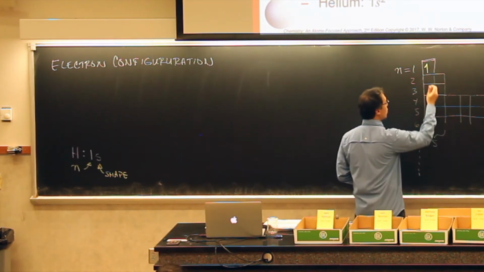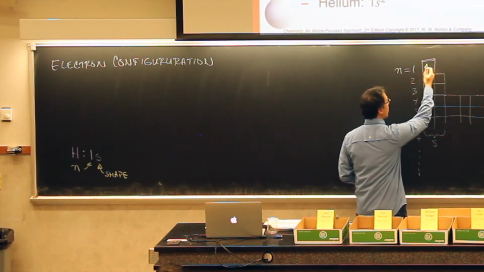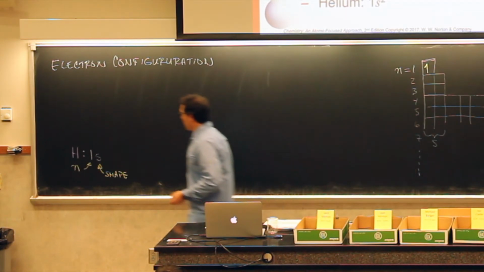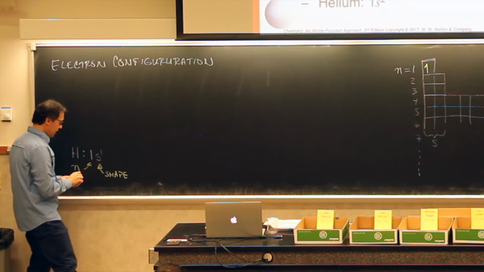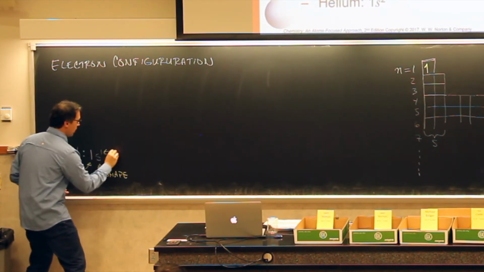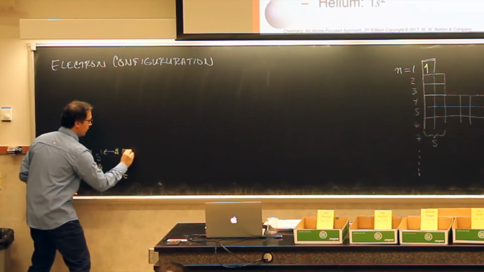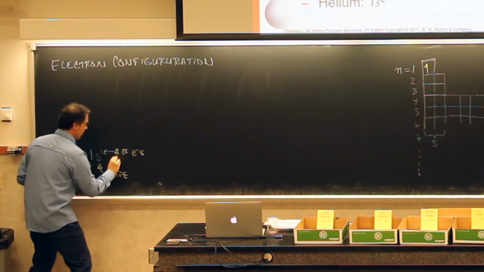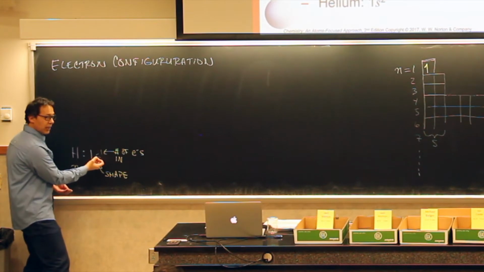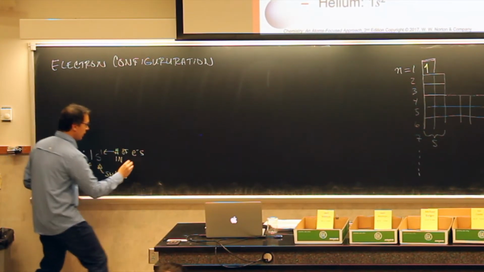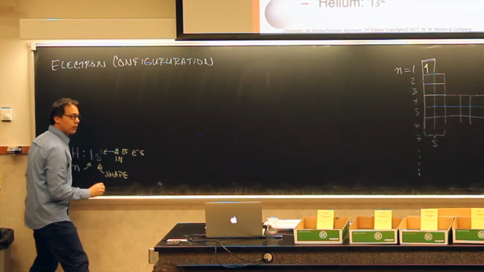That s orbital can hold 2 electrons, but right now we only have 1 there. So we're going to call this superscript 1. Okay, so that's the number of electrons in that shape orbital.